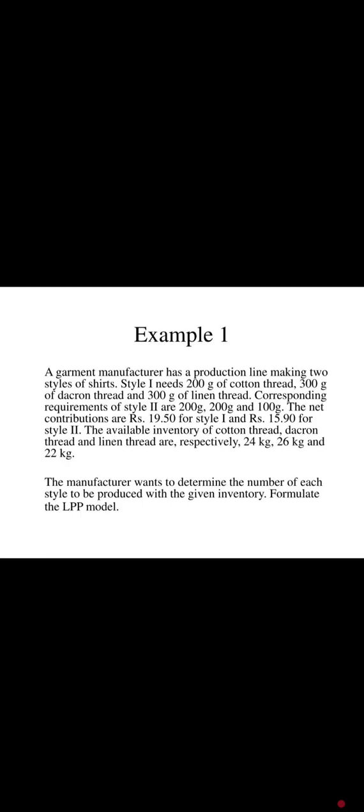The available inventory of cotton thread, thread and linen thread are respectively 24 kg, 26 kg and 22 kg. The manufacturer wants to determine the number of each style to be produced with the given inventory. Formulate the linear programming model.